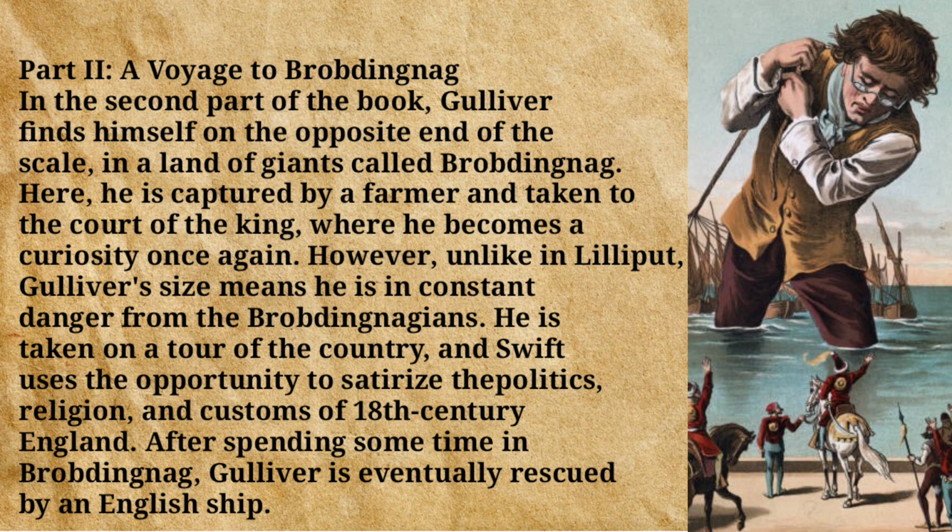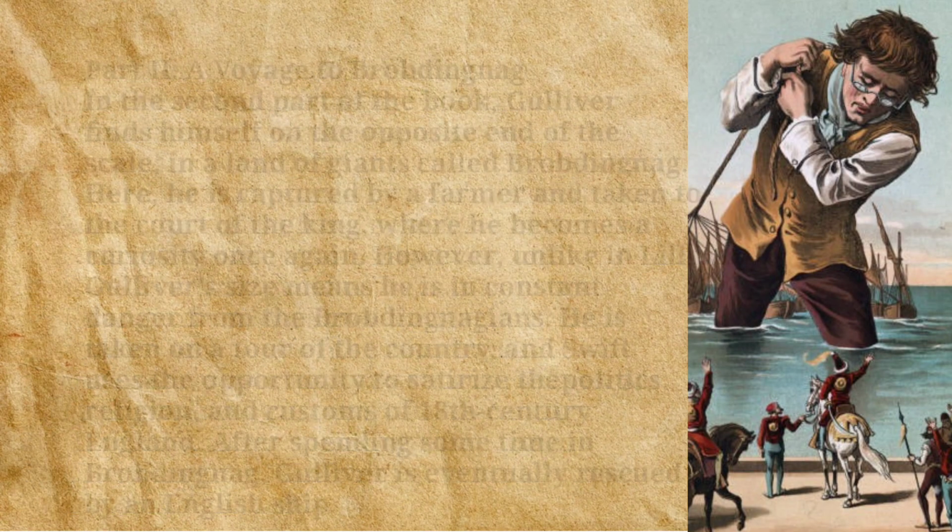However, unlike in Lilliput, Gulliver's size means he is in constant danger from the Brobdingnagians. He is taken on a tour of the country, and Swift uses the opportunity to satirize the politics, religion, and customs of 18th century England. After spending some time in Brobdingnag, Gulliver is eventually rescued by an English ship.